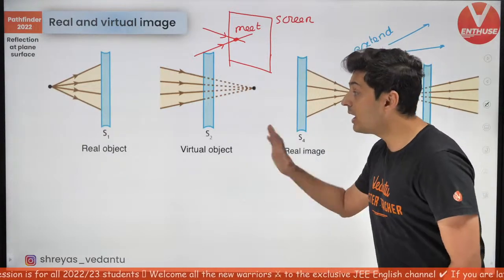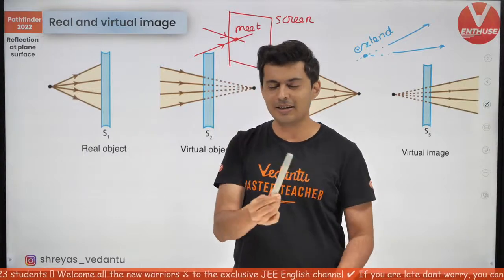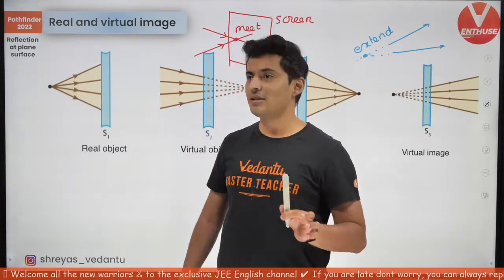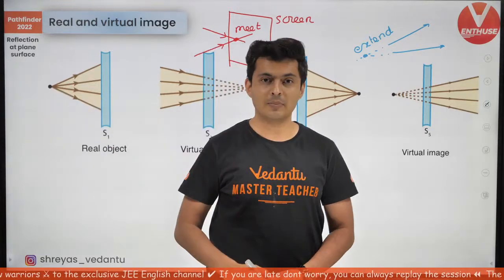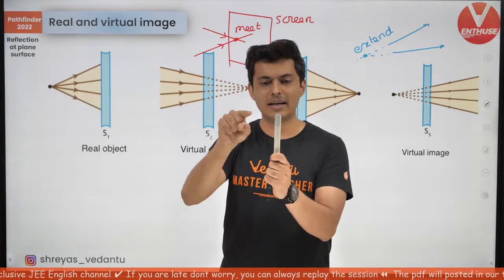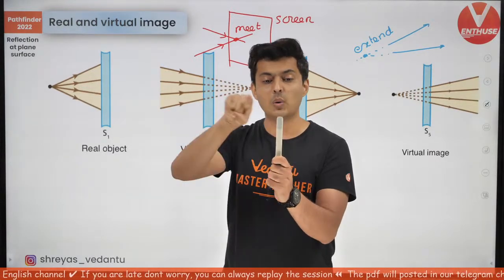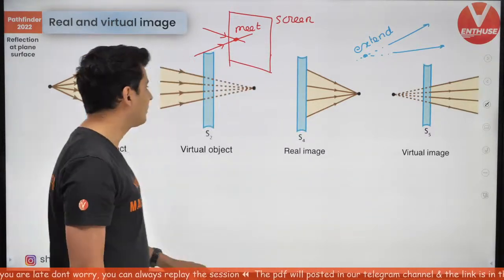Now, a real object. Real object is like this pen. I know this is real, but the true definition of it is the ray should originate from that object. When the rays actually originate, or basically this pen is there, you can see the light rays are originating from here. That's a real object. Okay, that's the definition of that.